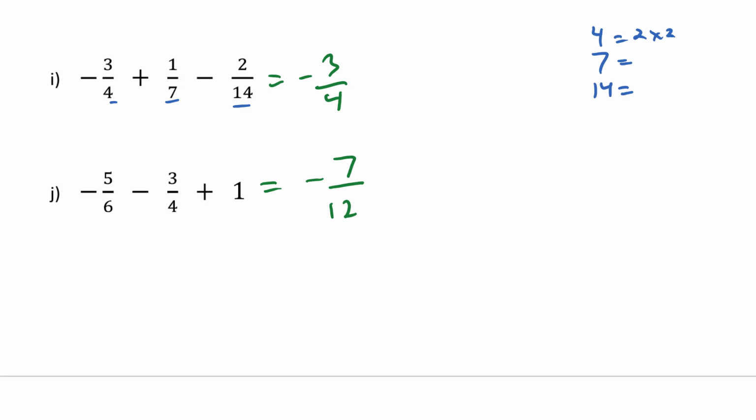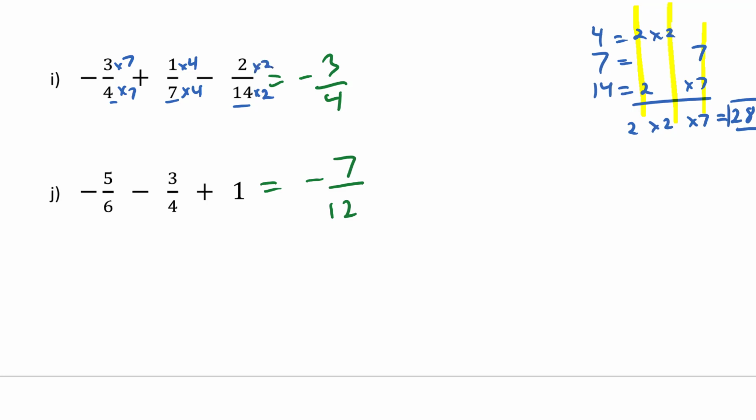2 times 2. 7 is its own prime number, and 14 is 2 times 7. So here we line up those 2's, we line up these 7's, and this 2 is on its own. 2 times 2 times 7, which is 4 times 7, which is 28, is your lowest common denominator. So here to get 4 equal to 28, must multiply by 7. To get 7 equal to 28, must multiply by 4. And 14 to be 28 is multiplied by 2. We work that out now.